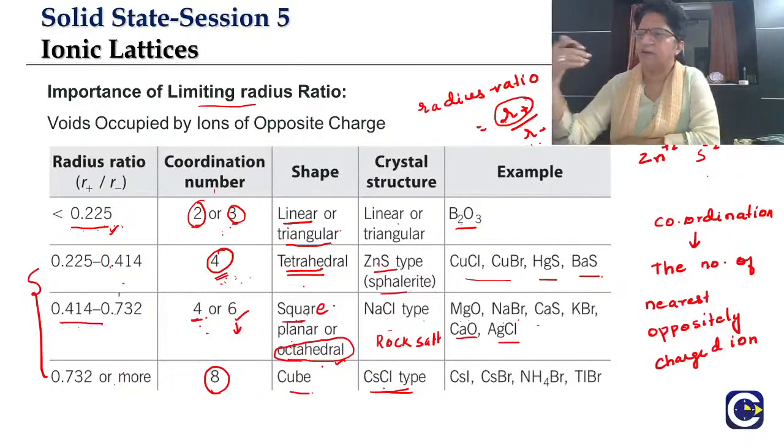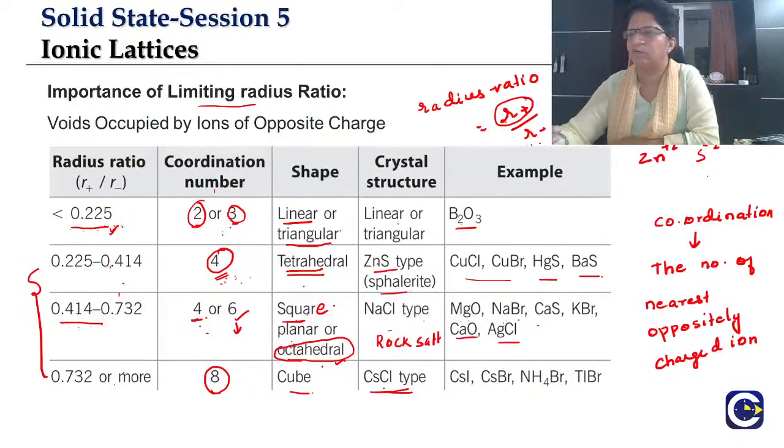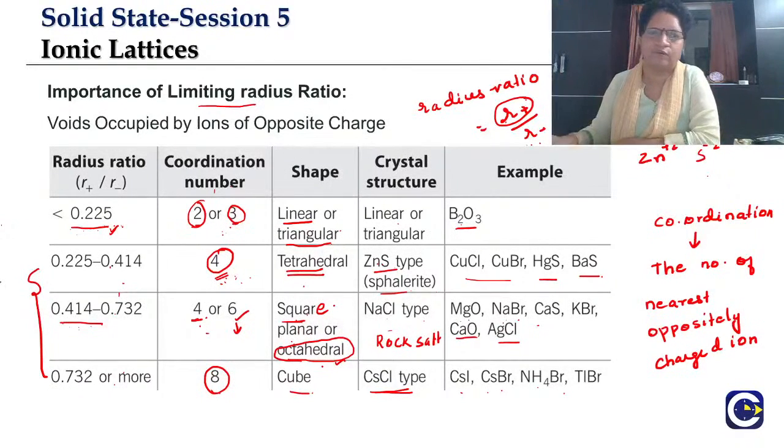Why do we name it cesium chloride or sodium chloride type? Because we take that as a standard example. The other examples could be the cesium halides, ammonium bromide. These values you will have to remember along with the coordination numbers. It's easier to know. Sometimes the questions can be framed based on the coordination number.